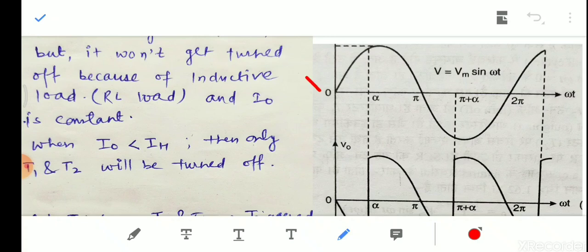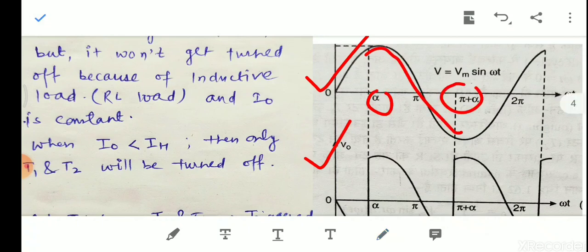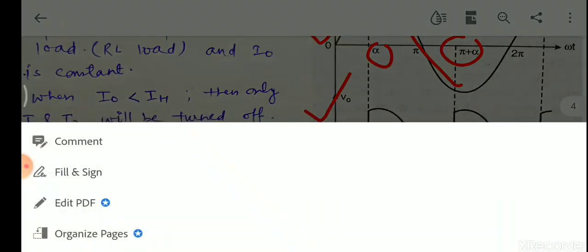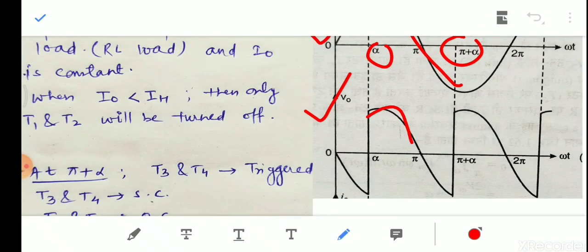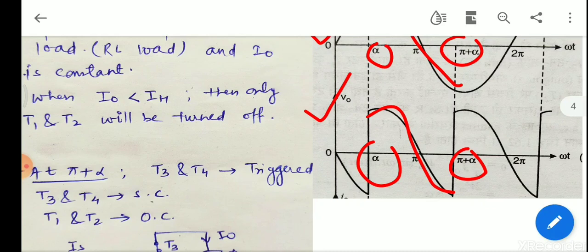This is the supply voltage and this is the output voltage. The output voltage will follow the input voltage from alpha to pi plus alpha. So what is the input? Basically from alpha to pi plus alpha, it is something like this. Okay, so it is following this; from alpha to pi plus alpha, the output is following the input.